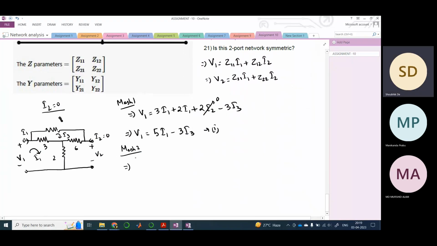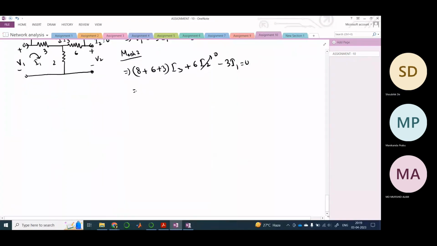Let us write all the resistance: 8 plus 6 plus 3 times I3, again plus 6 I2. Why, you tell me? You can find out, I won't tell you. But anyway, this won't affect anything because I2 is 0, and of course 3I1. So this is 0, and this would be equal to 17I3 equals 3I1. So we will just write I3 equals 3I1 by 17.